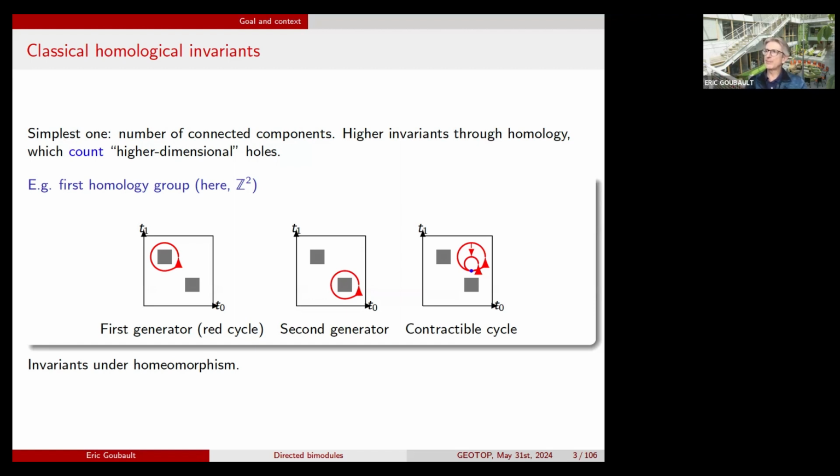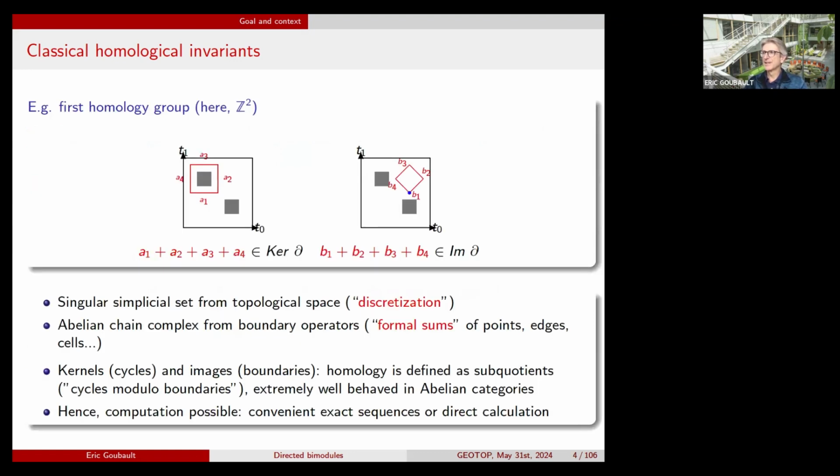Just to recap things, of course, if I'm looking at this punctured space, so these are two holes in gray, this is a square minus these two holes. And of course, the first homology group would just be Z^2. There are two generators given by the two holes. And this is going to be an invariant under classical homeomorphism, of course, of these topological spaces.